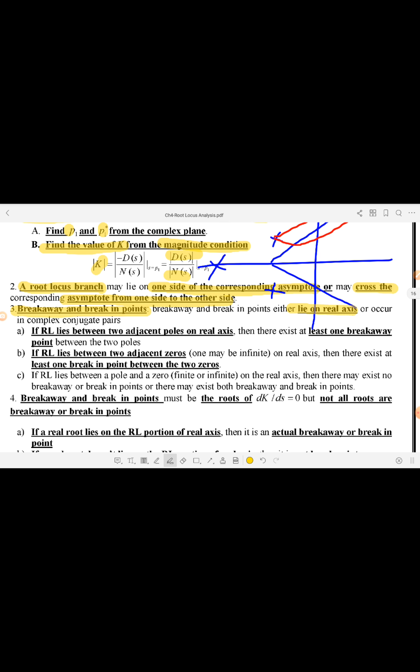If there are two adjacent poles on the real axis, and the segment between them is part of the root locus, then there must be at least one breakaway point. And if there are two adjacent zeros on the real axis and the segment between them is part of the root locus, then there must be at least one break-in point between those two zeros.